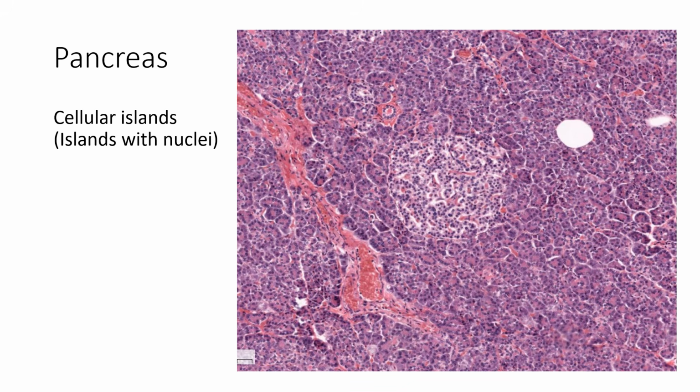So this is the pancreas. You can tell because you have cellular islands. The island is very different from what's around it, and it's chock full of nuclei. That's how you know it's full of cells.